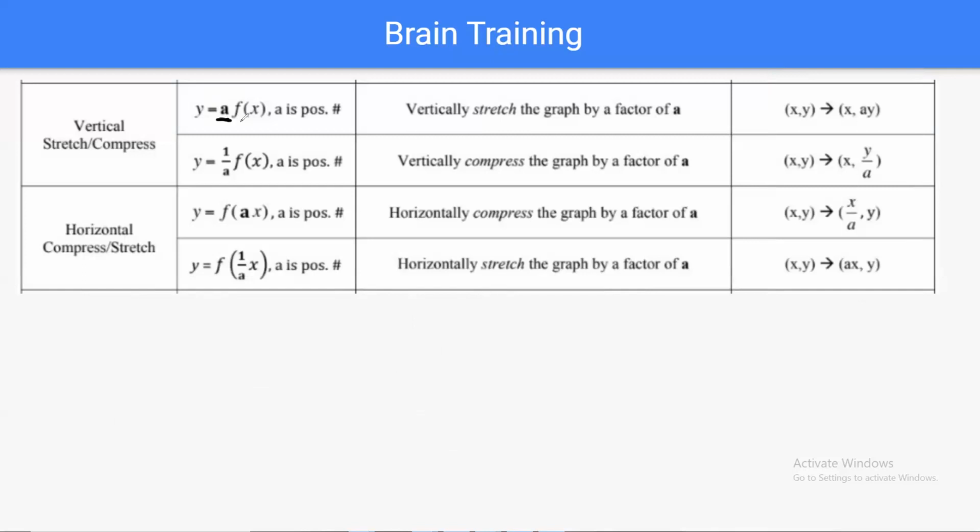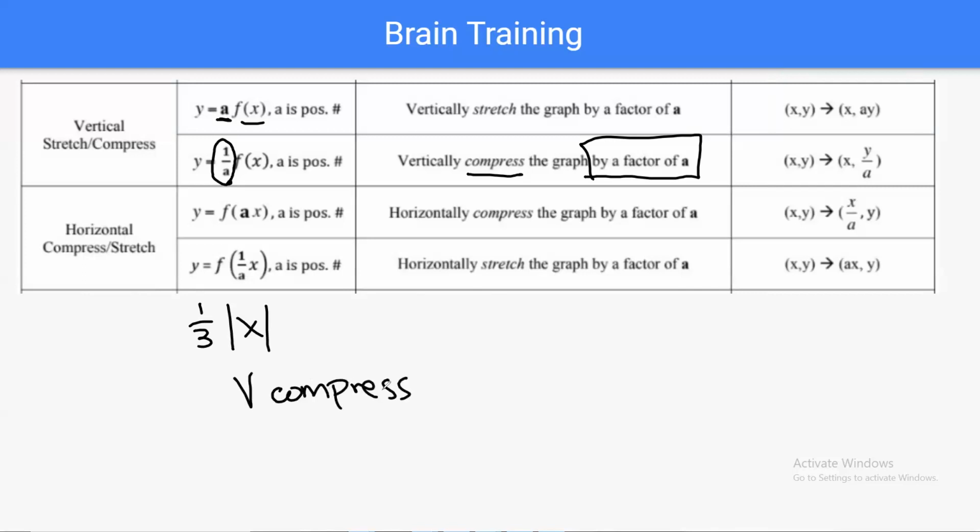If it's a fraction that we're multiplying on the outside, it's going to be a vertical compression by a factor of a. So if it's 1/3 absolute value of x, it's going to be a vertical compression by a factor of 1/3.